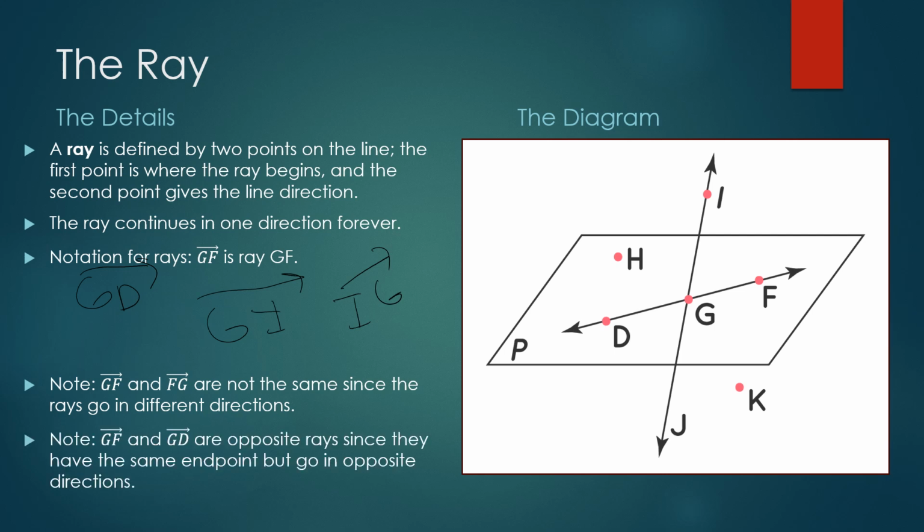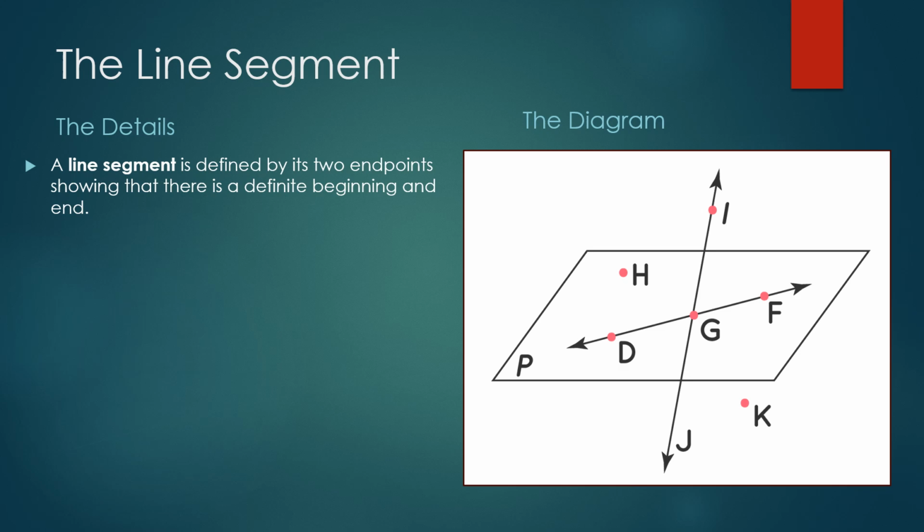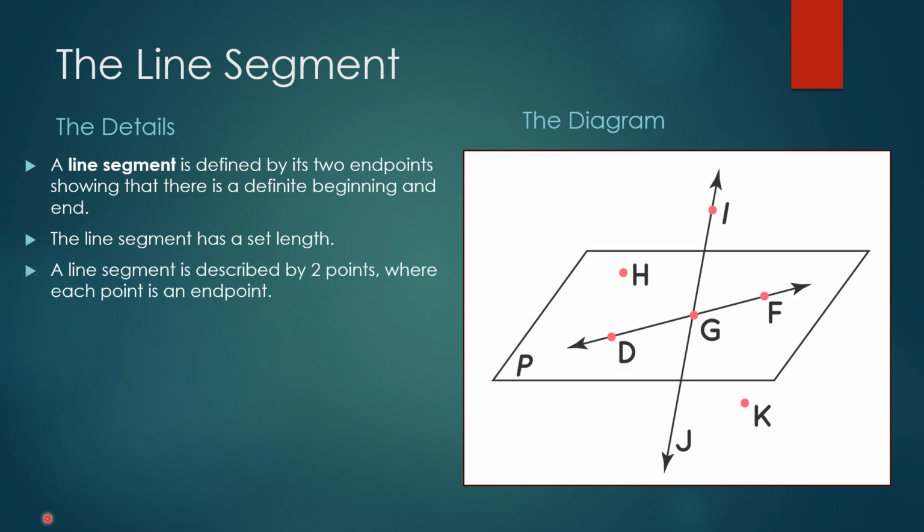Now we could talk about opposite rays. If 2 rays combine together to give you a line, then the 2 rays are considered opposite because they're from the same endpoint, but they go in opposite directions. Now let's make it even smaller. A line segment is simply a piece of a line, is the easiest way to say it. In your book it says it's defined as 2 endpoints, showing that there is a definite beginning and a definite end. A line segment, because it is a distinct piece, also has a definite length.